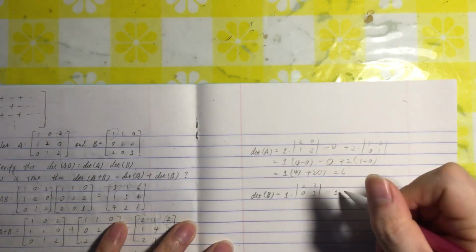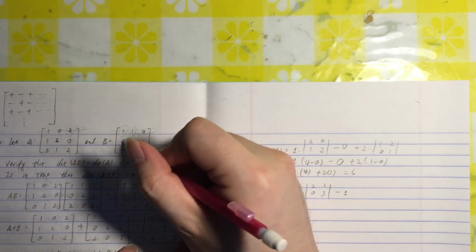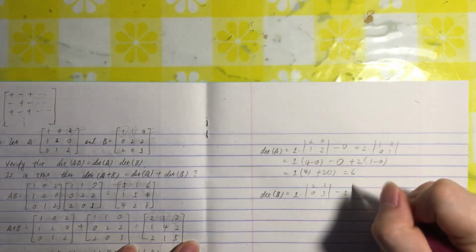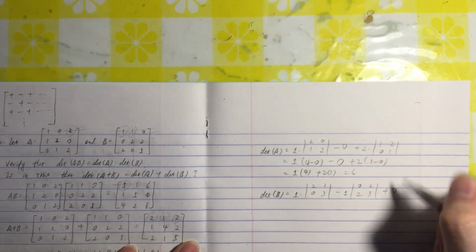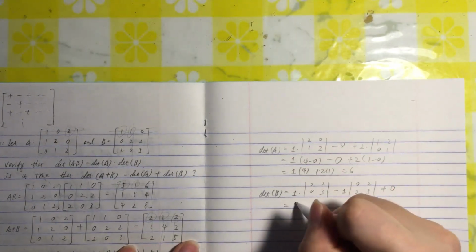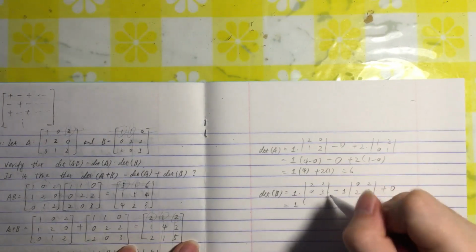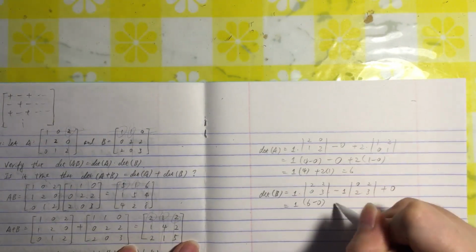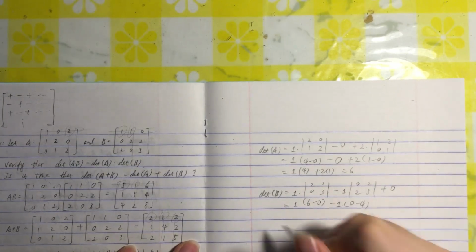Minus 1 times the determinant of the submatrix. By crossing out the first row and second column, I get 0, 2, 2, 3. Plus 0 times the determinant of the submatrix, but we know 0 times anything is 0. Next, find the determinant for this 2 by 2 matrix. I get 6 minus 0. I get 0 minus 4.